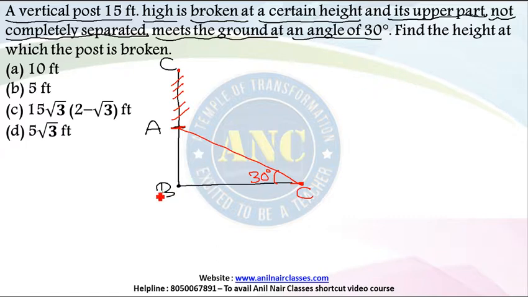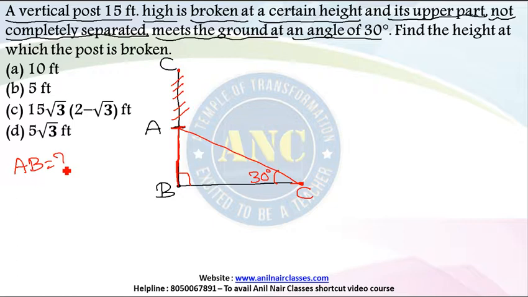Find the height at which the post is broken. That means the AB value, this particular height at which the post is broken. This AB value is what we are interested in finding in this question. AB is what we need to find.